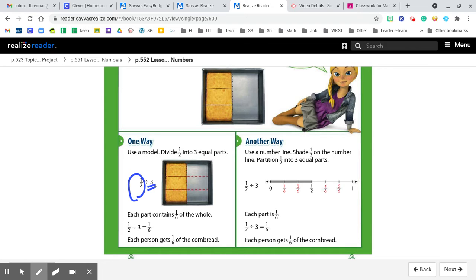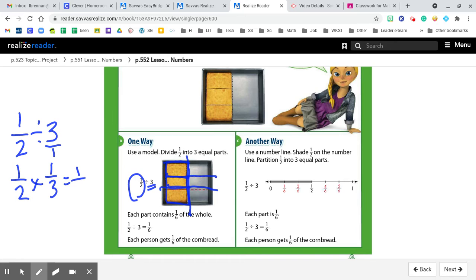Now they're not starting with a whole pan, but we can easily draw what's missing. We've got our half pan of cornbread and we divide it into thirds. Each person is not getting 1/3 because they're not starting with a whole. They're starting with a half. So we're getting 1/2 divided by 3, 1/2 times 1/3. Each person will get 1/6. Each one of these pieces represents 1/6 of an original pan of cornbread.